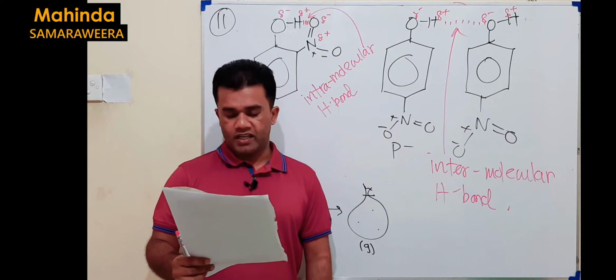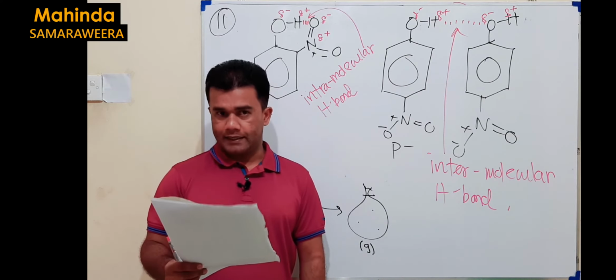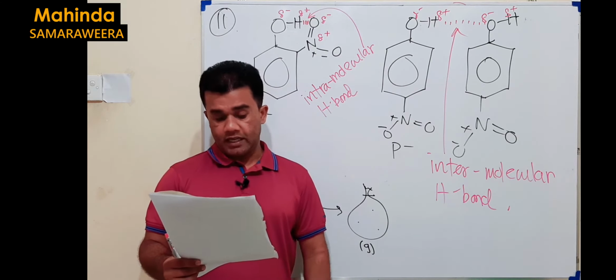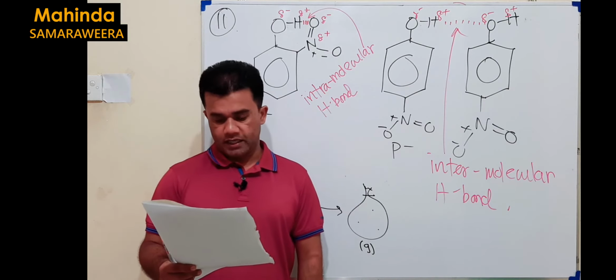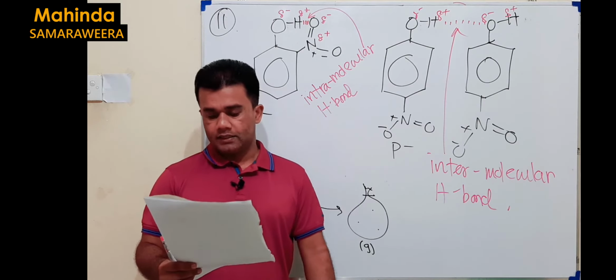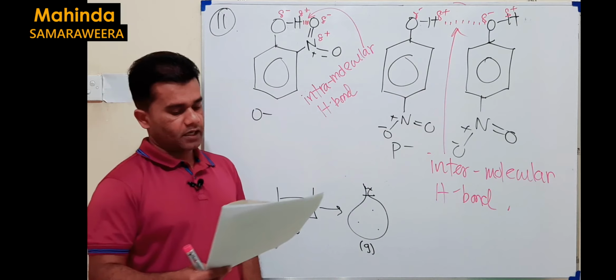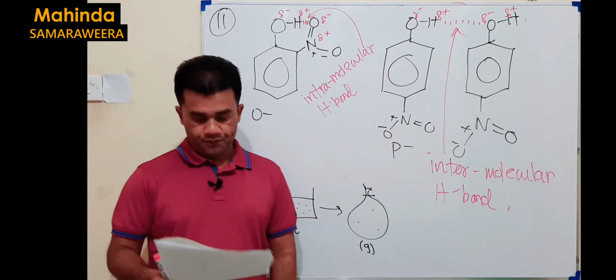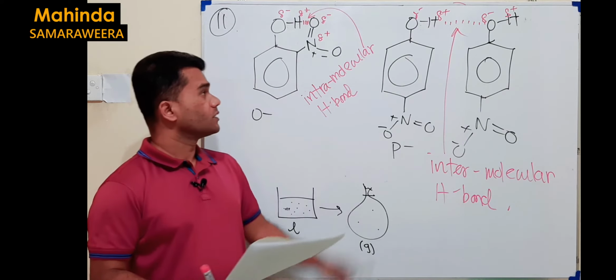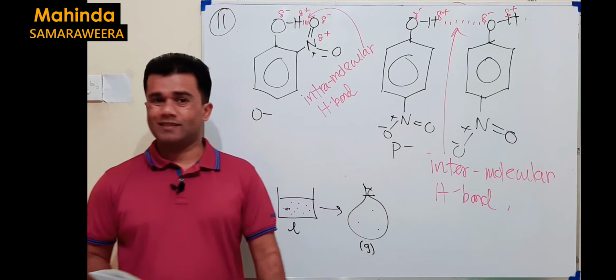Intramolecular hydrogen bonding in ortho-nitrophenol and intermolecular hydrogen bonding in para-nitrophenol. That's the first answer. So that's the correct one actually. Here intra, here inter. That's the reason for this.